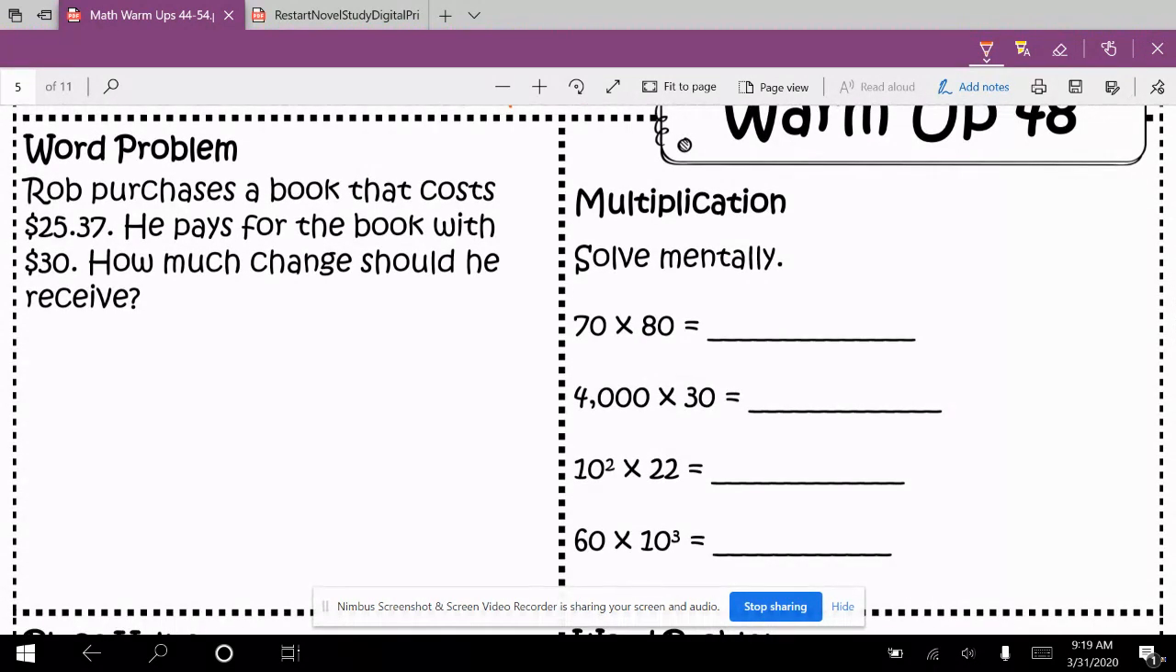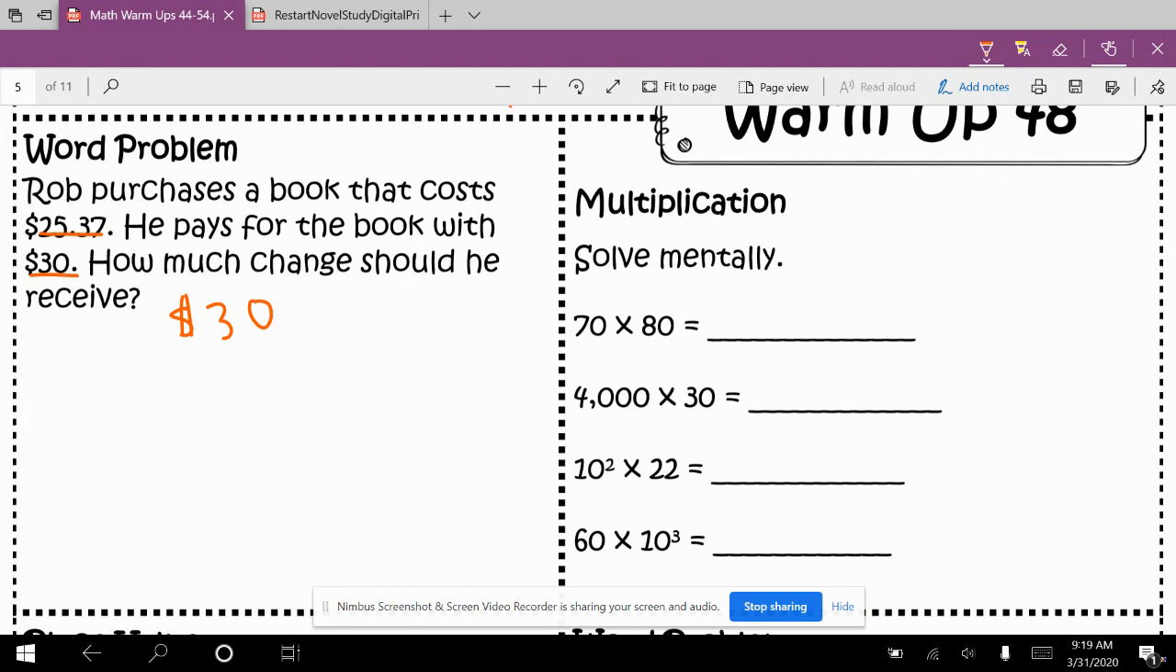Start with our word problem. It says Rob purchases a book that costs $25.37. He pays for the book with $30. How much change should he receive? Go ahead and write this out here. This is going to be a subtraction problem. So we paid with $30.